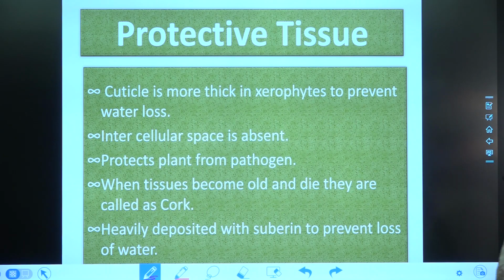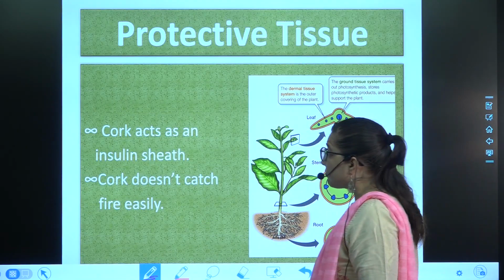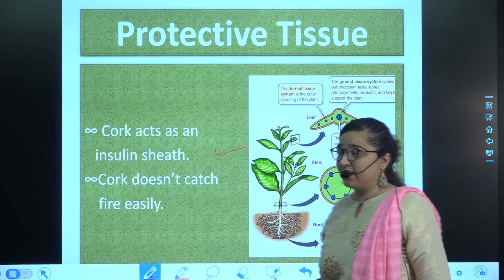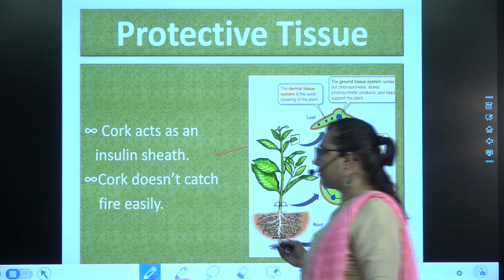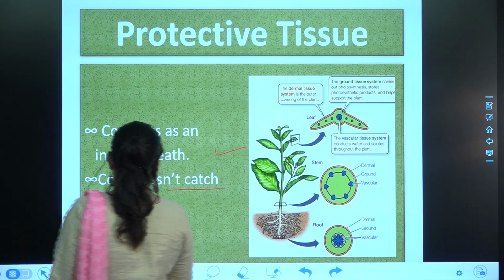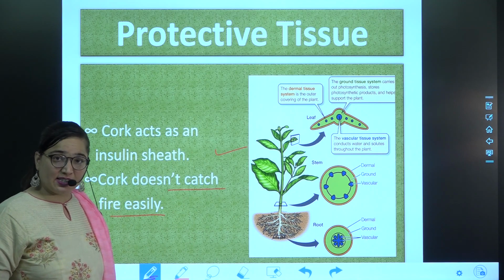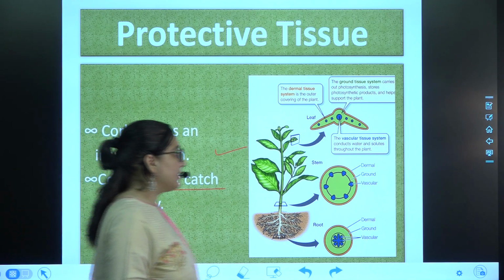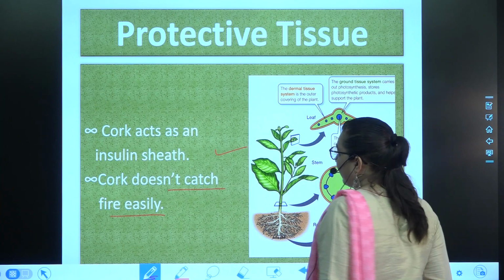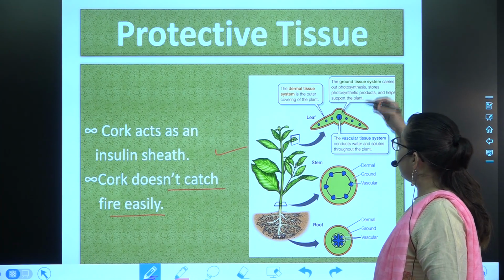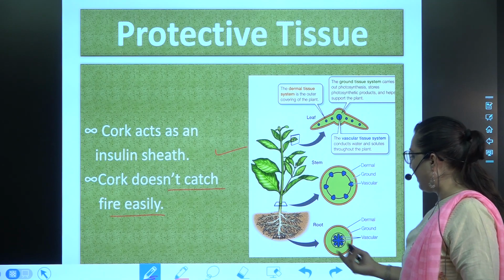Okay, now next part. What is the work of the cork? It works as an insulation sheet, that is, with the help of the cork, fire will not catch easily. So these are the dead cells. Because these are dead cells, they will help in protection and they will also not catch fire easily. Now this is about the whole of the plant.